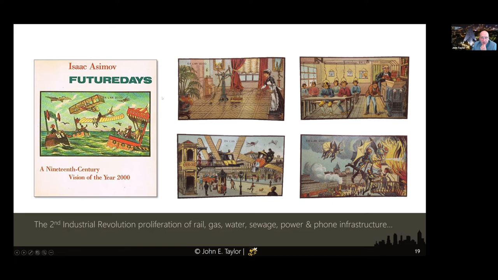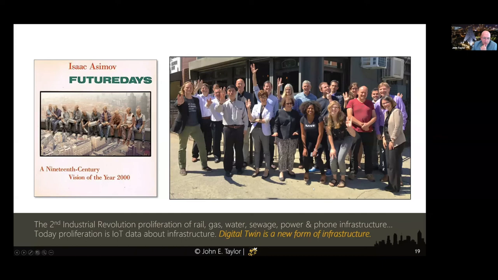And here are just some of the examples from the book: that you could walk up to a stand and jump into a flying taxi, that firemen would be on wings flying up to save babies and to put out fires, and that professors would be able to drop a book into a machine, grind it up, and it would go into the student's head. So that was at a time of the Second Industrial Revolution. Where we are now is a proliferation of IoT data about infrastructure. And so we created this NSF workshop in 2017, really to think through, if we take the lead from Isaac Asimov, if we do something similar to what was done in 1900, what kind of a future could we dream up?